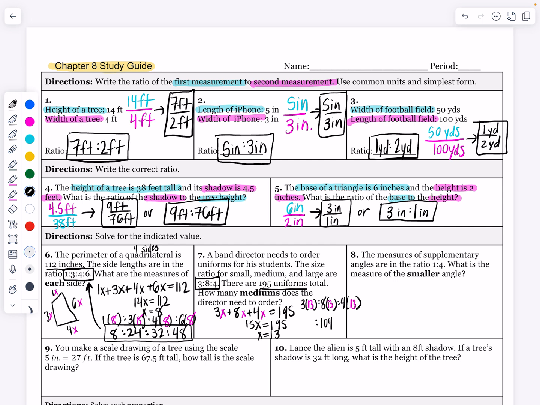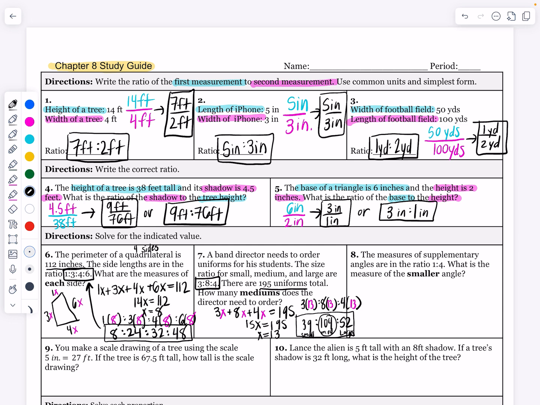But I like to find the number of smalls and the number of larges as well, just to make sure I did this problem right. I ordered 39 smalls, and I ordered 4 times 13 larges, which is 52. 104 is the amount of mediums, so I'll write mediums below it. That's my final answer. But I did have 39 smalls and 52 larges. So I know that I did that right because I do have a sum of 195.